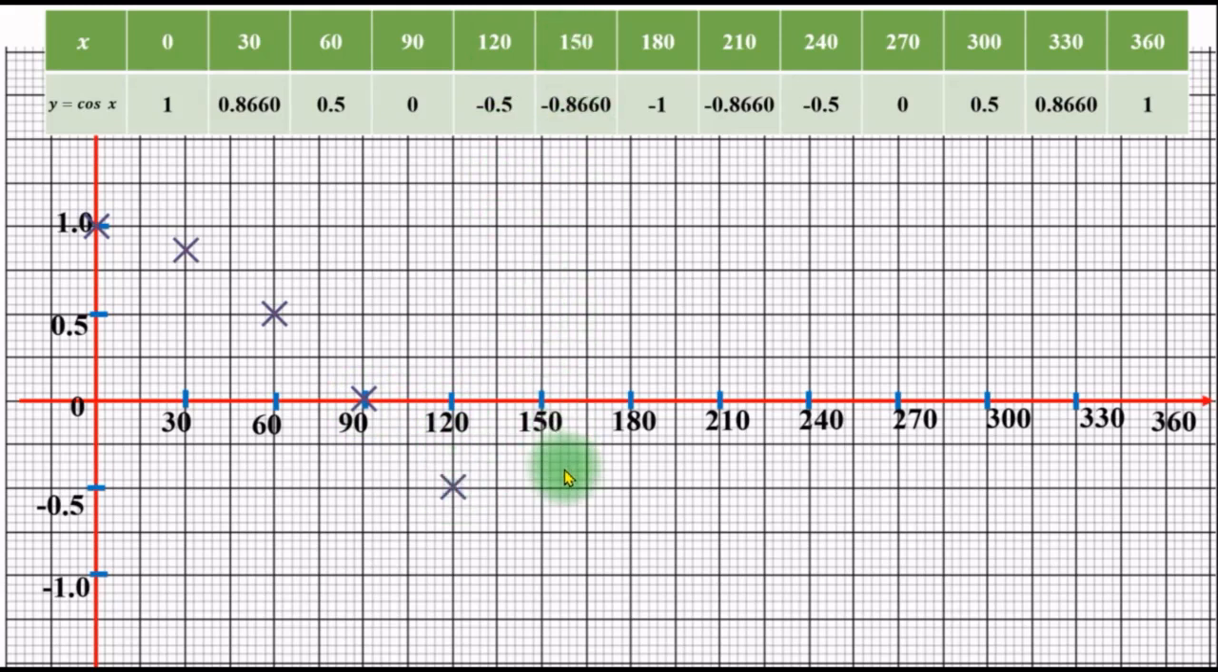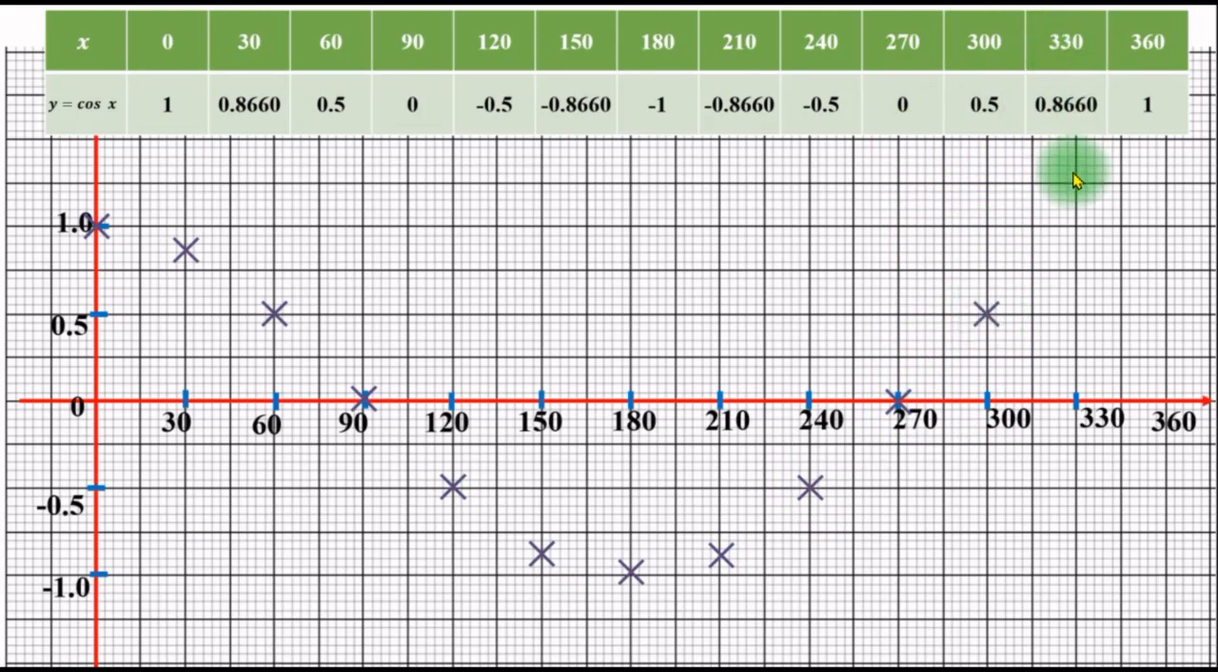When x is 150, y is negative 0.87, at this particular point here. Put a mark. When x is 180, y is minus 1. This is the minus 1, that particular point. When x is 210, y is negative 0.87 to 2 decimal places, that point. When x is 240, y is minus 0.5, that is the point. Then when x is 270, y is 0. When x is 300, y is 0.5, this is the point.